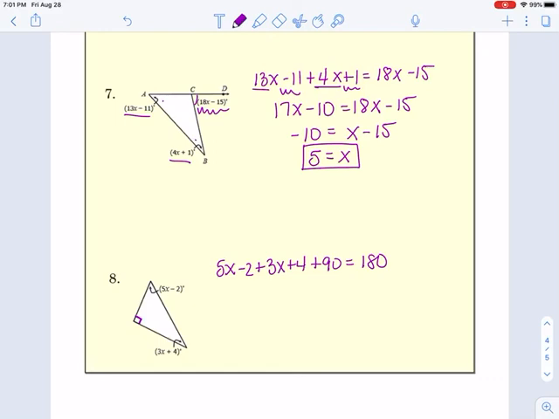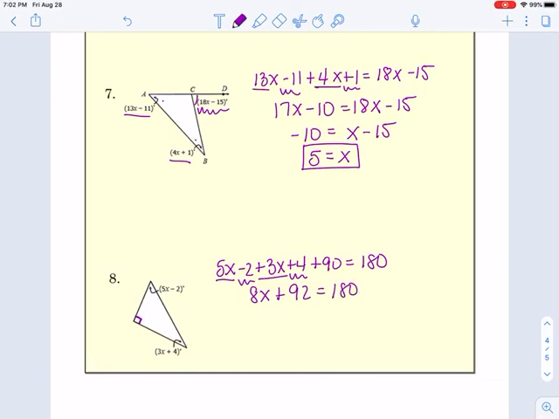And again, let's combine our like terms on the left-hand side. Again, on the left-hand side, you're just doing what the problem is telling you to do. You're not going to opposite sides yet. So I have a 5x and a 3x. That should give me an 8x. And then I have a -2 plus 4, which will give me 2. And then 2 plus 90 should give me a 92. And that's going to make me equal to 180.